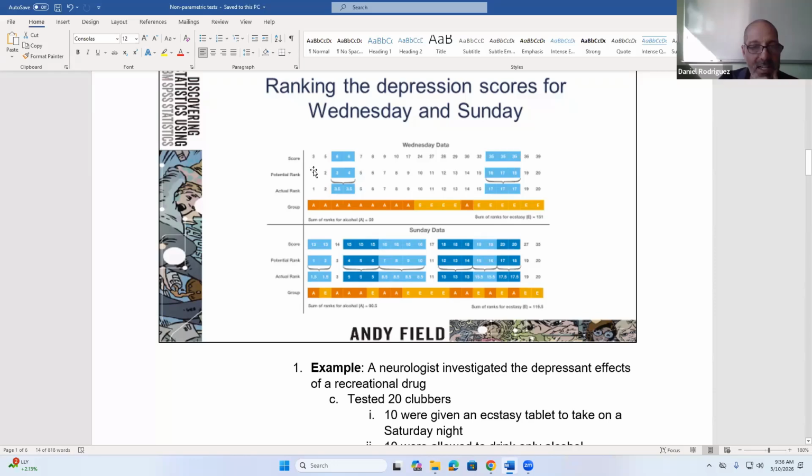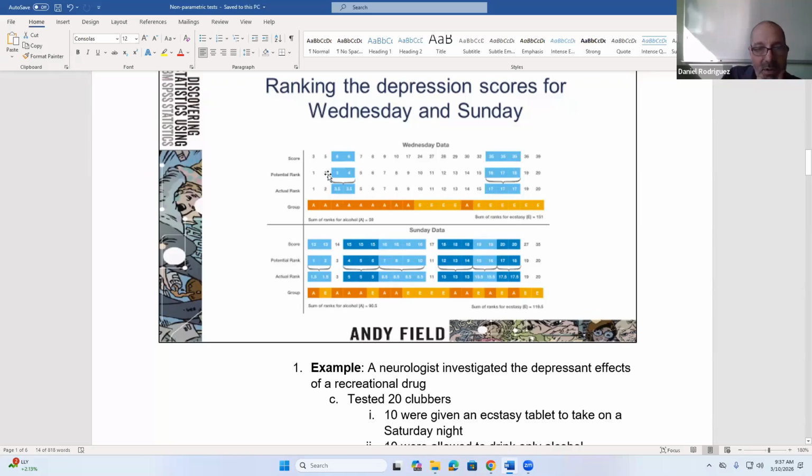So 3 would be ranked the lowest, number 1. Then 5 would be number 2. Then you have these two 6s, so that would be 3 and 4, right? That's how they'd be ranked, even though they're both equal. Then we go here, 5, 6, 7, 8, etc.